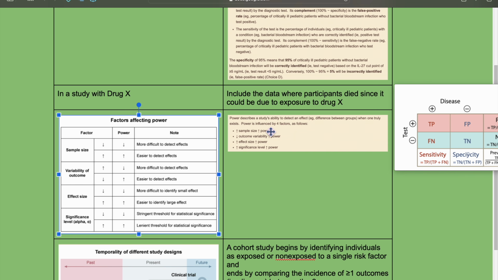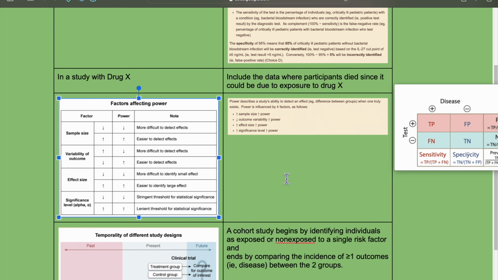So power describes a study's ability to detect an effect, for example, a difference between groups, when one truly exists. Power is influenced by 4 factors as follows: an increase in sample size increases power, a decrease in outcome variability increases power, an increase in effect size increases power, and an increase in significance level increases power.